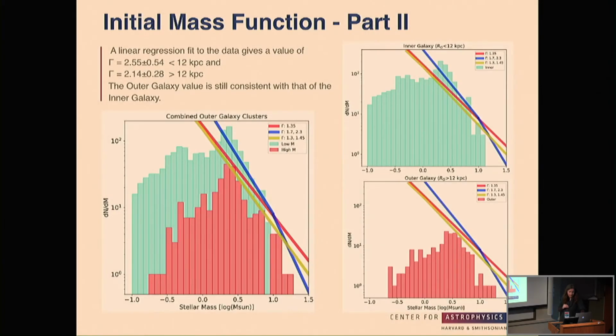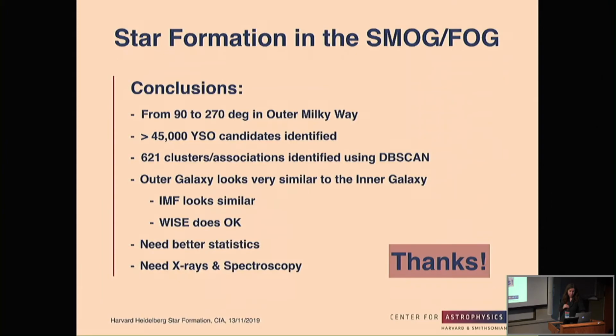And so again, we did SED fitting. And again, we find that it's consistent with the inner galaxy. This on the left here is those clusters with greater than 10 solar mass objects, and those without in the blue. And then this is the inner galaxy versus the outer galaxy, so separated for clusters at 12 kiloparsecs from the galactic center. And in both cases, statistically, the slopes fit with what you would expect from the IMF.